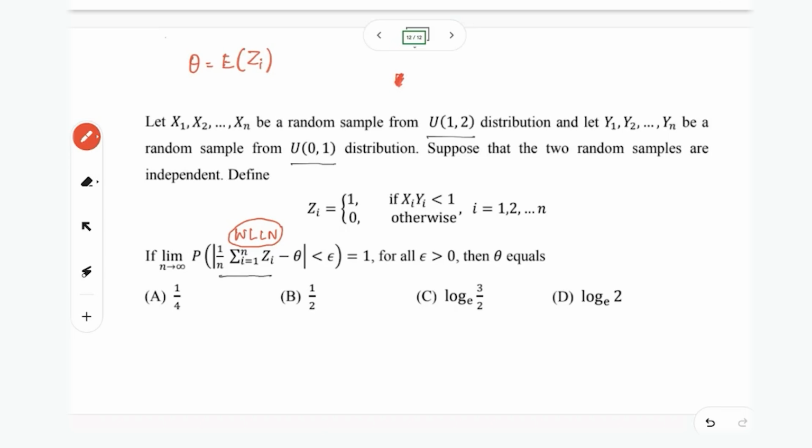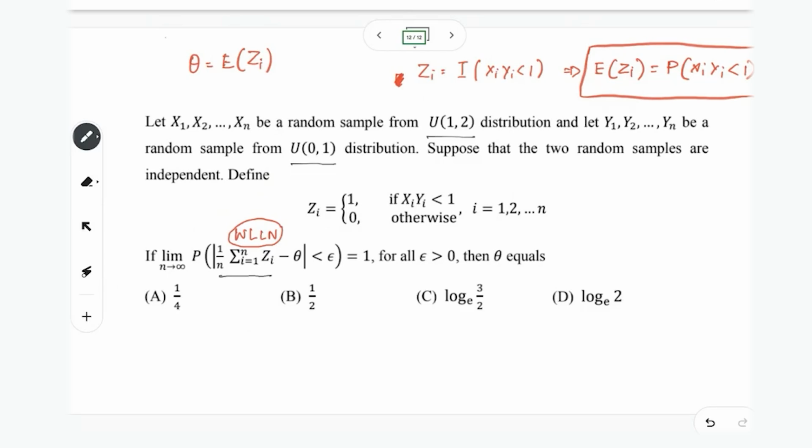Zi is nothing but an indicator random variable of XiYi less than 1. So therefore, the expectation of Zi must be equal to the probability that XiYi is less than 1. This is a Bernoulli random variable with this event. So the expectation of Zi is this probability. It's very easy. Probability XiYi less than 1, you know this.